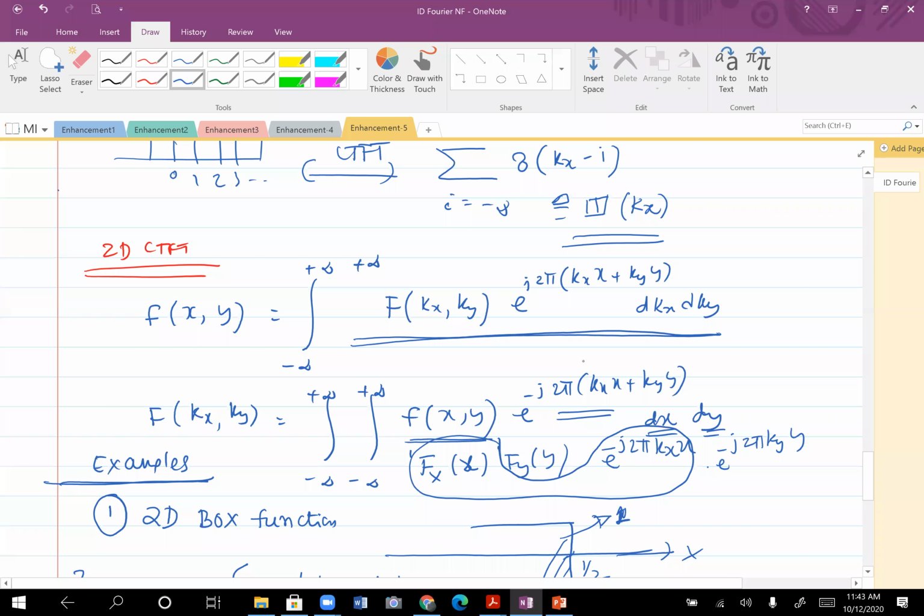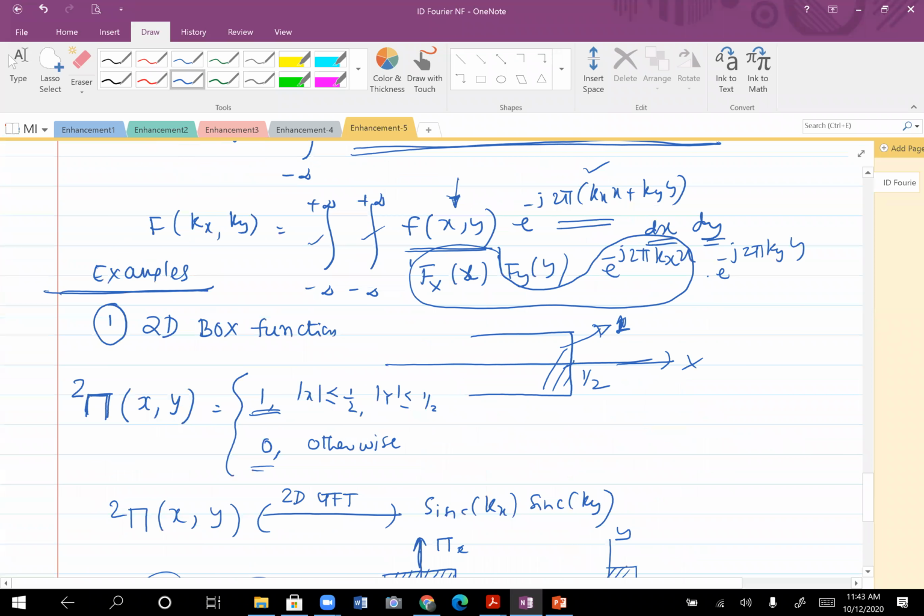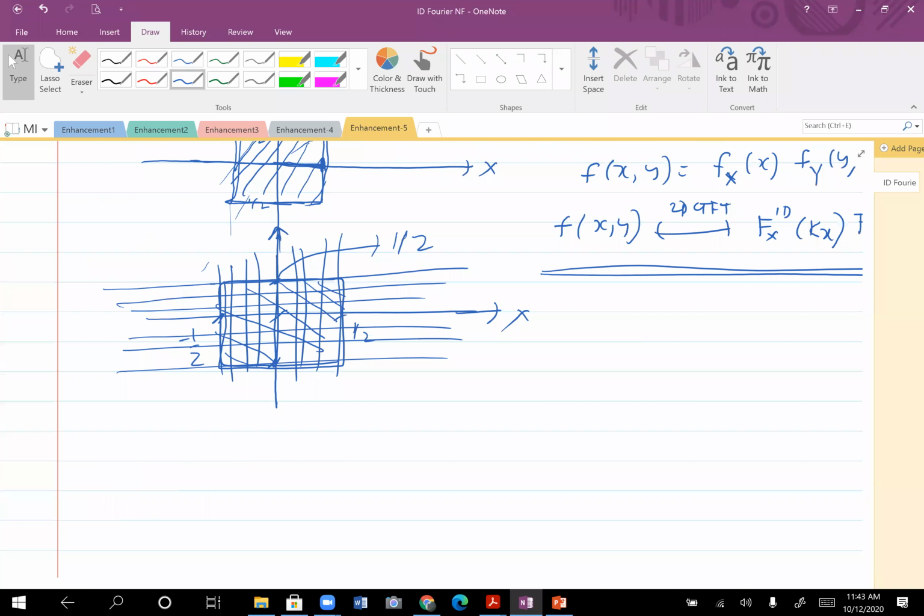The exponential is anyway separable. The moment it is separable, you could write these two integrands separately. That's all. Is everyone able to follow that? This is a very important property. Good. Any questions so far?